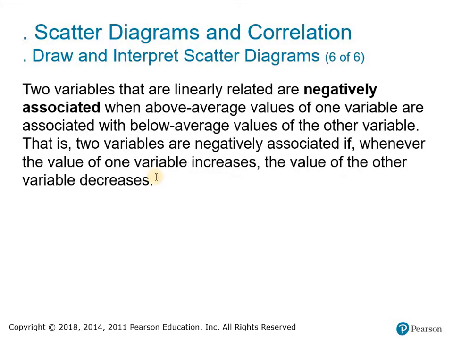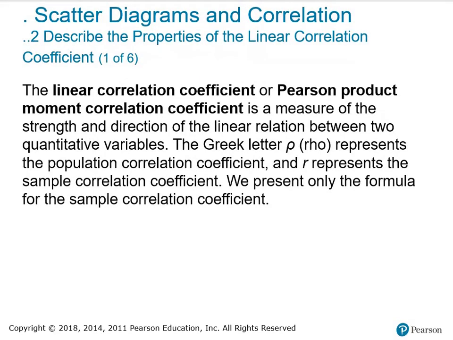Two variables that are linearly related are negatively associated when above average values of one variable are associated with below average values of the other variable. That is, two variables are negatively associated if whenever the value of one variable increases, the value of the other variable decreases. We can see many of these examples in real life. If you look closely at the relationship between two variables, a response variable and an explanatory variable, you will see that we have many positive and negative relationships that we can actually study.